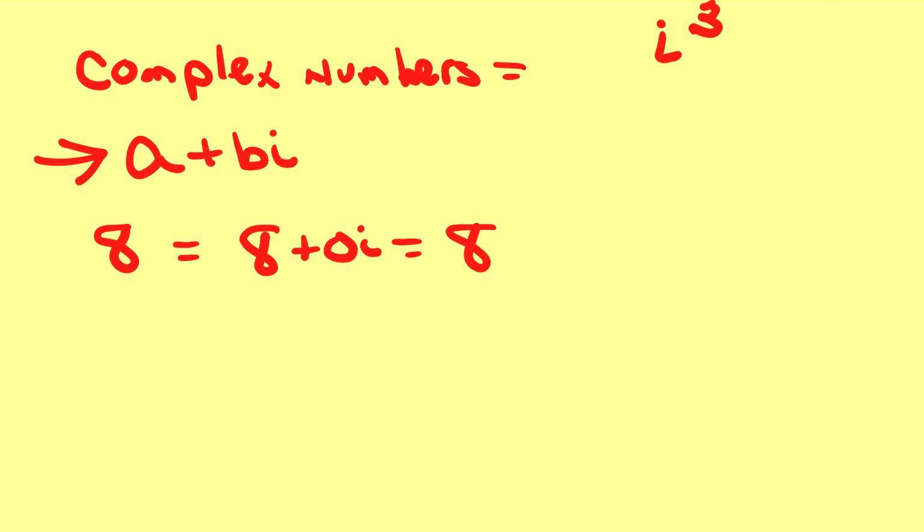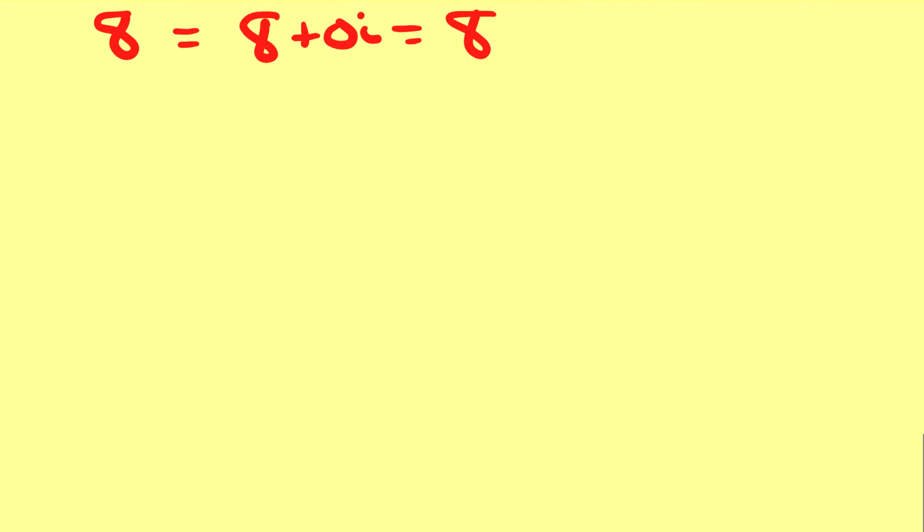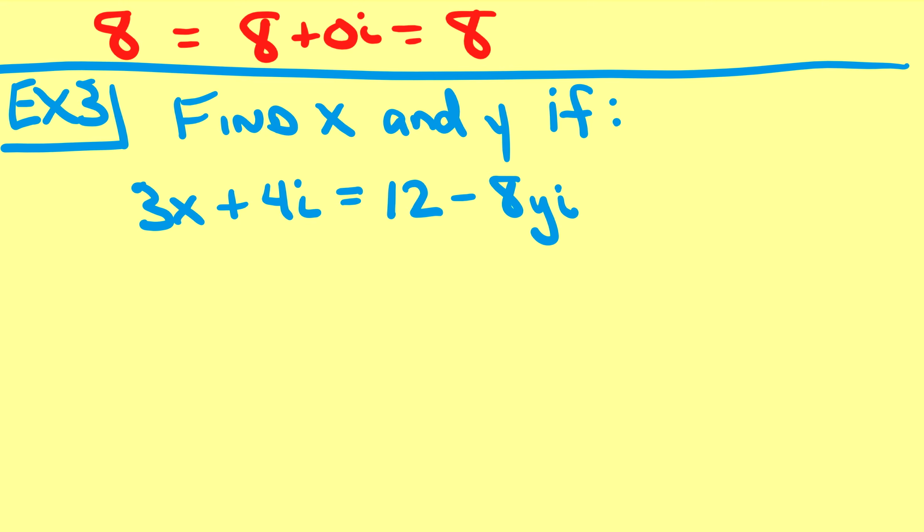Okay, so let's see. What do they want us to do now? That's 567, 568. Equality for complex numbers. All right, so let's get into what they're asking us to do, example 3. Find x and y if 3x plus 4i equals 12 minus 8yi. A little different form of an equation than we're accustomed to working with.